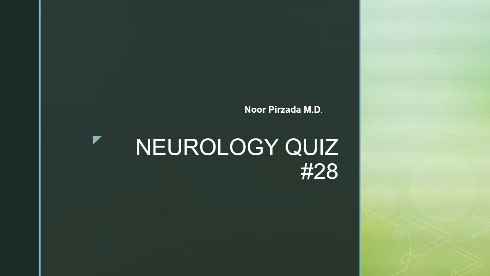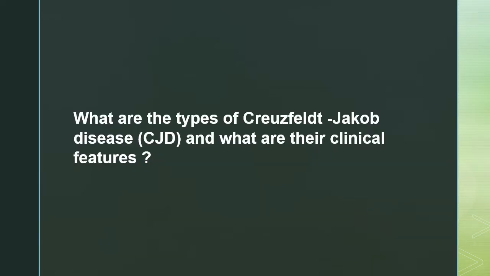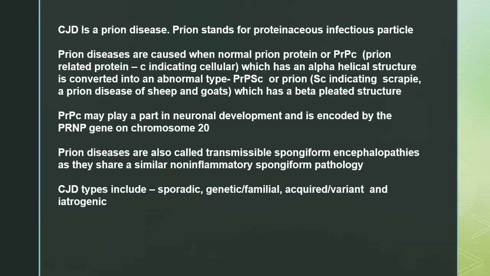Neurology quiz number 28. What are the types of Creutzfeldt-Jakob disease, or CJD, and what are their clinical features? CJD is a prion disease. Prion stands for proteinaceous infectious particle.